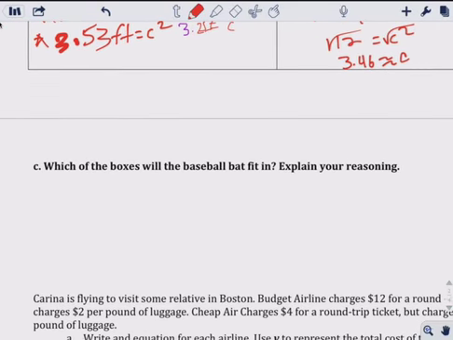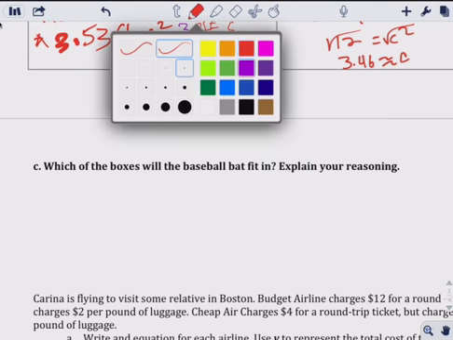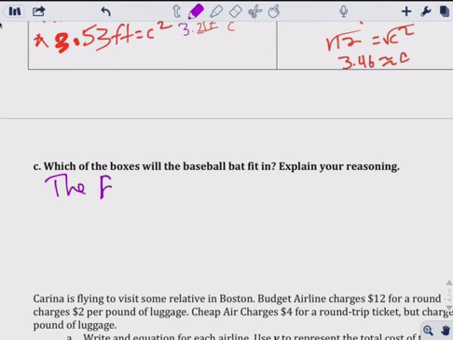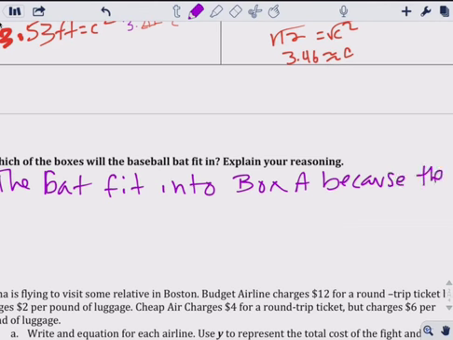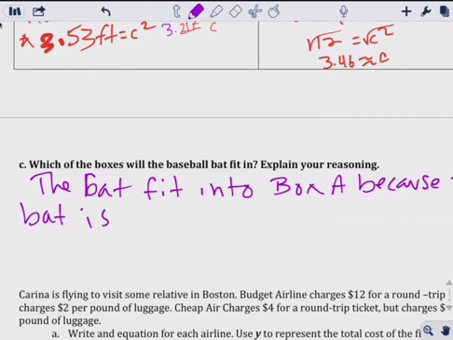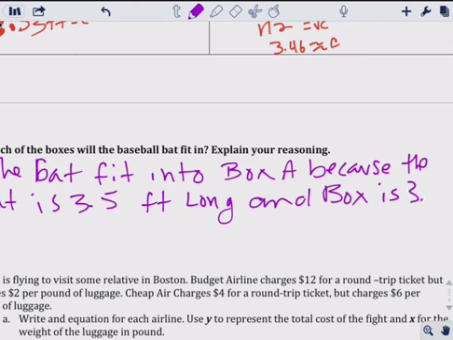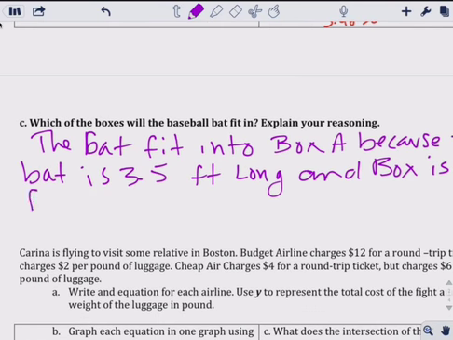Which box will the bat fit in? Explain your reasoning. The bat will fit into box A, because the bat is 3.5 feet, and the box is 3.53 feet. Box B will not work.